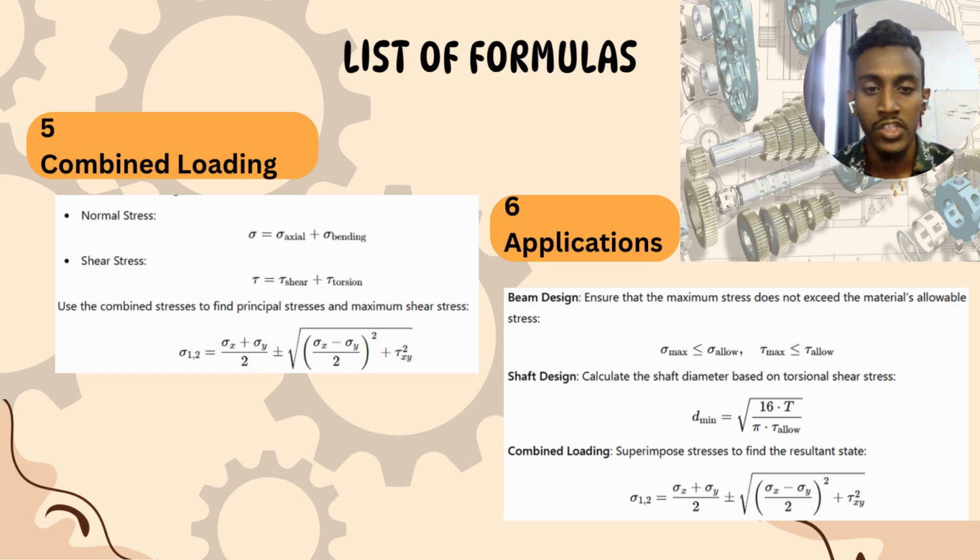Beam design ensures that maximum stress does not exceed the material allowable. There are two designs, so we are explaining them. Shaft design is to calculate the shaft diameter based on the torsion shear stress. And the second thing is combined loading, the superimposed stress to find the resultant state.